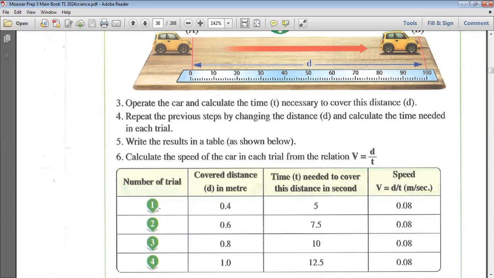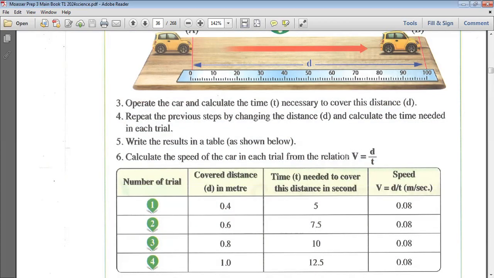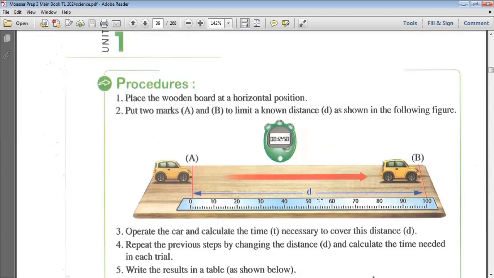We will try it 4 times, and we will record the results in the table: the distance in meters and the time in seconds. So we will use the distance and the time to calculate the speed. Speed equals distance over time. Okay, we will do an activity to make a graph, so we need the data.